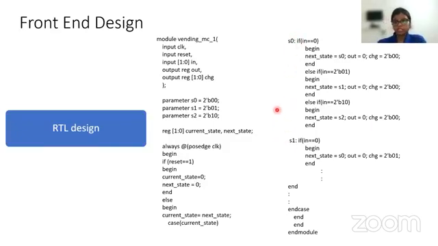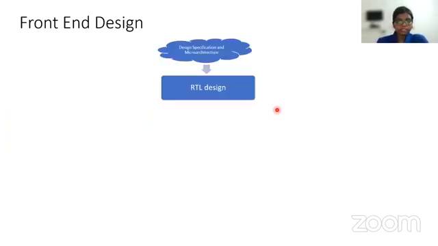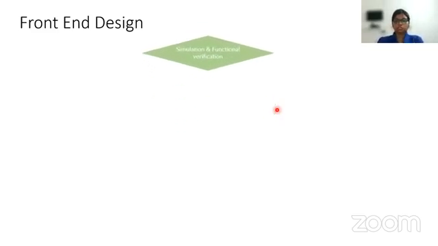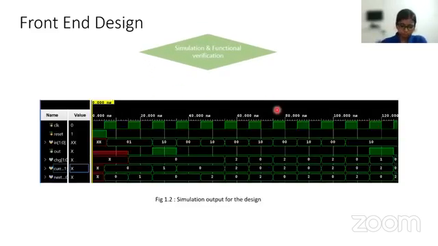Now we have our Verilog code. We are aware of the functionality. What would be the next step? Okay. So the next step here would be verifying whether or not the RTL that I have coded is working properly. For that, the next step would be simulation and functional verification.